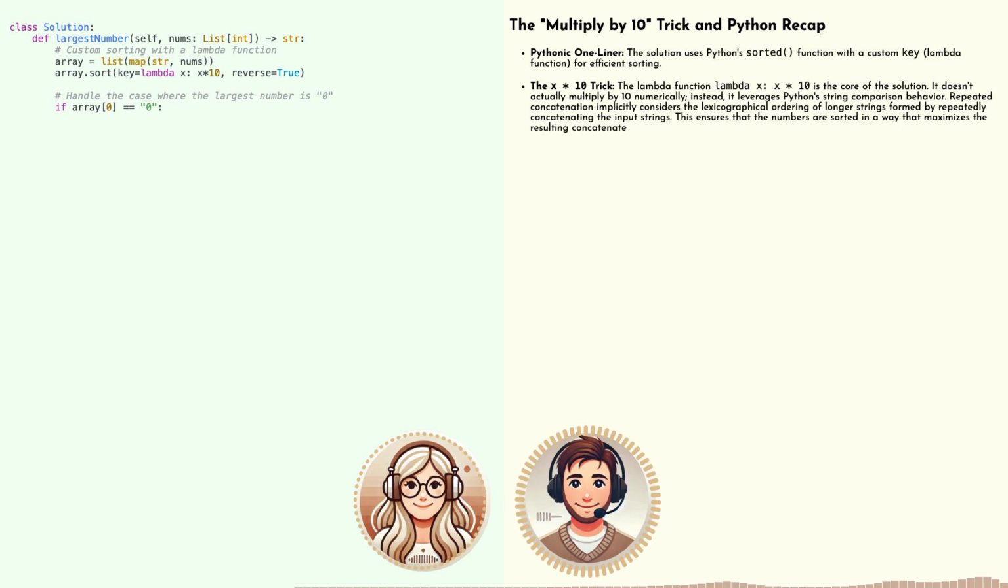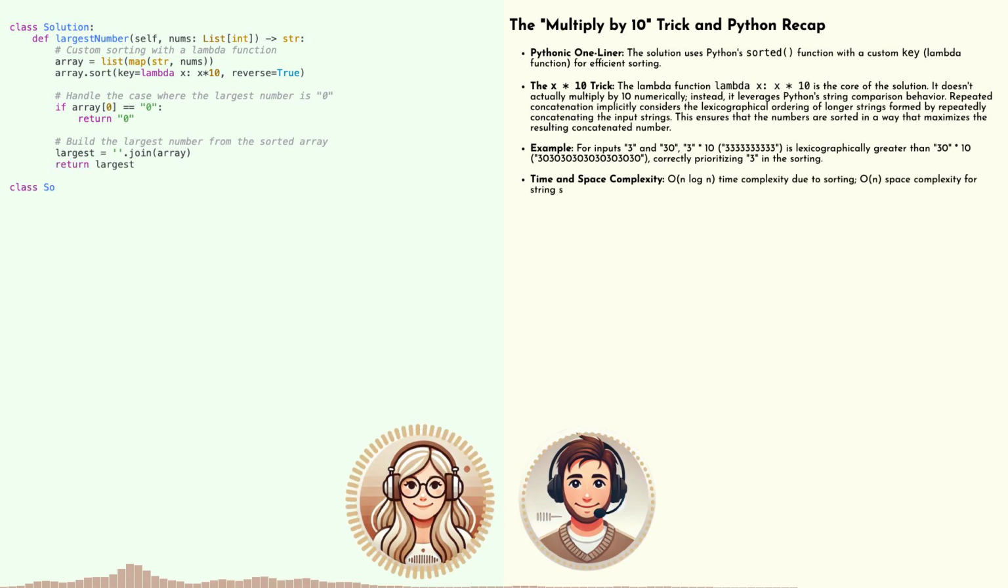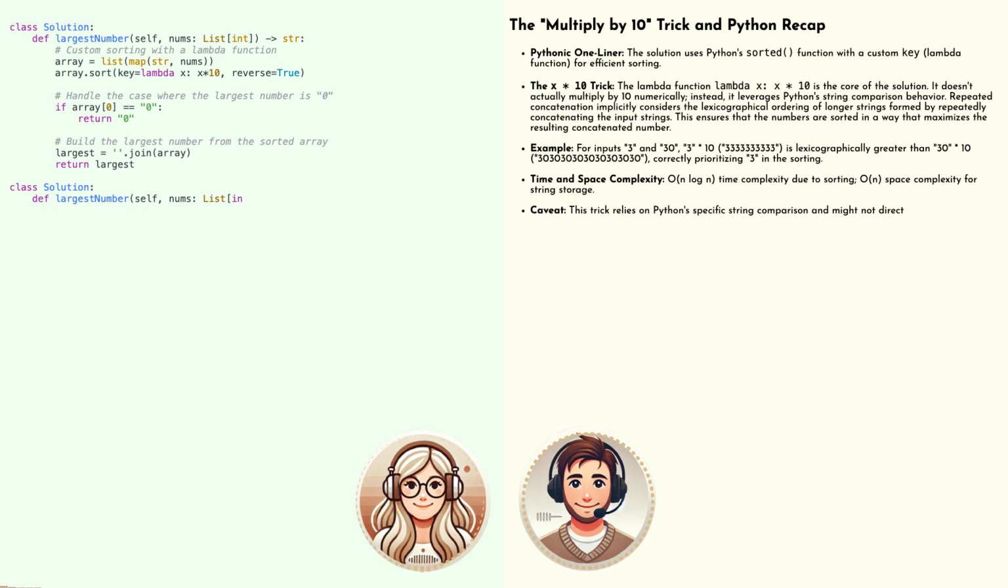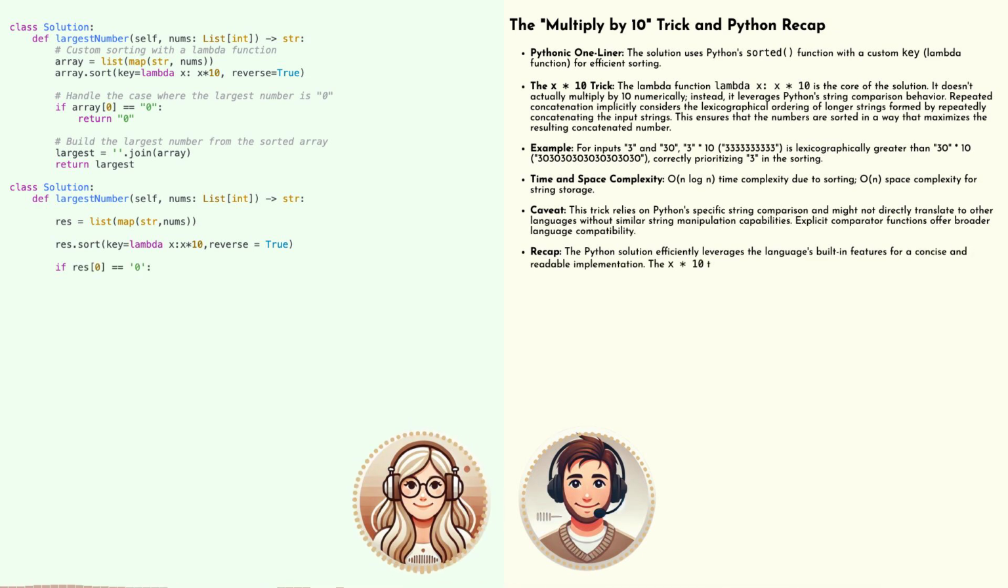Oh yeah, that sounded kind of mysterious. Why do we multiply by 10 in Python? Does that really help us compare the strings the right way? It does. It's all about how Python compares strings. You see, it goes character by character. So let's say we're comparing 3 and 30. If we just combine them directly, 330 is obviously bigger than 303, which is what we want.